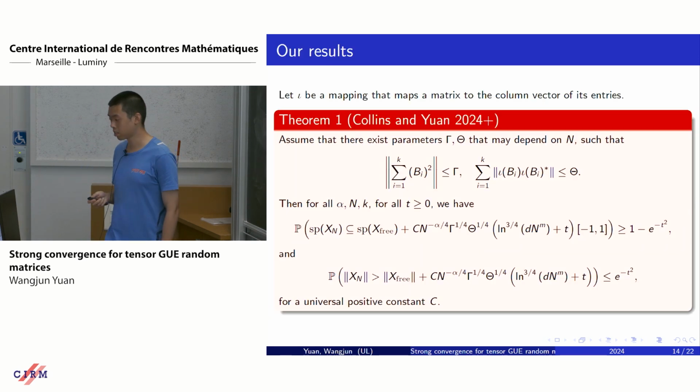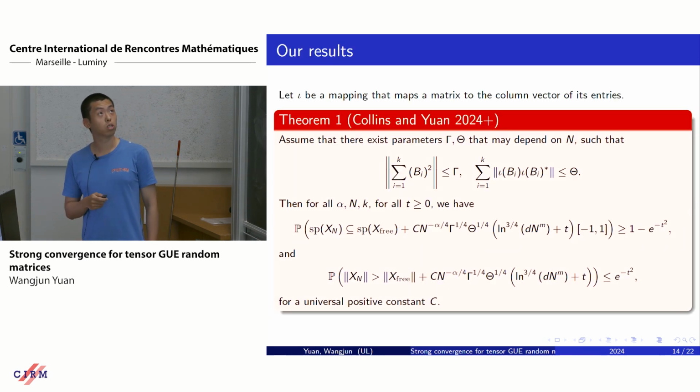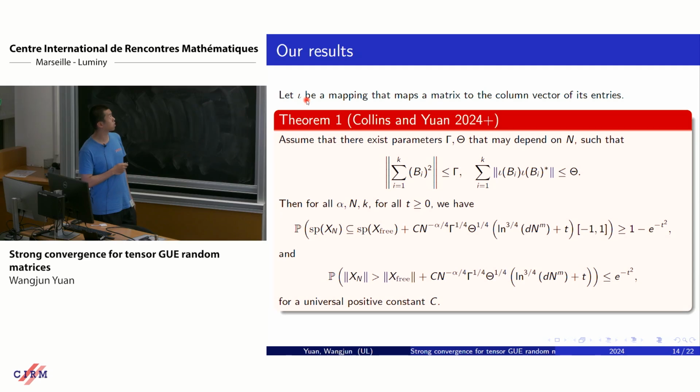Okay, next, let's turn to our results. Here I introduce a small notation, iota, which is a mapping that maps a matrix to the column vector of its entries. If we have an n by n matrix, then iota of this matrix is a long column vector of dimension n squared, and the components of the vector are just the entries of the matrix.